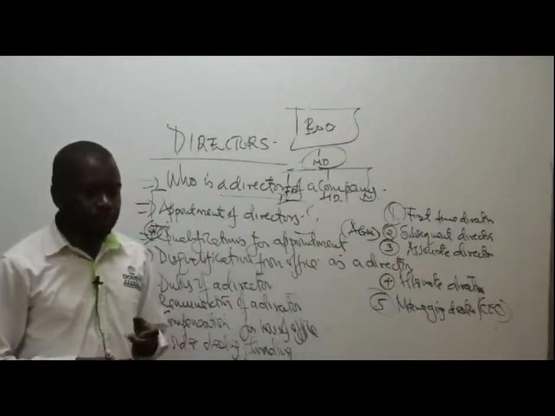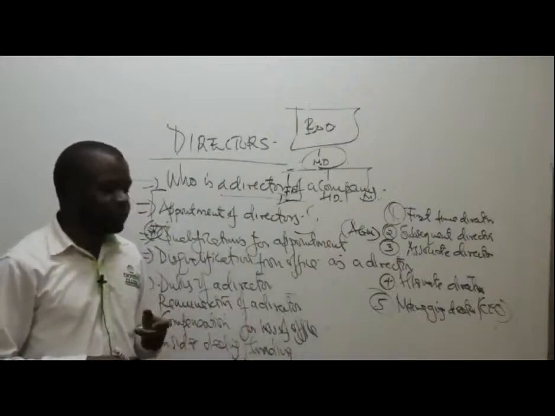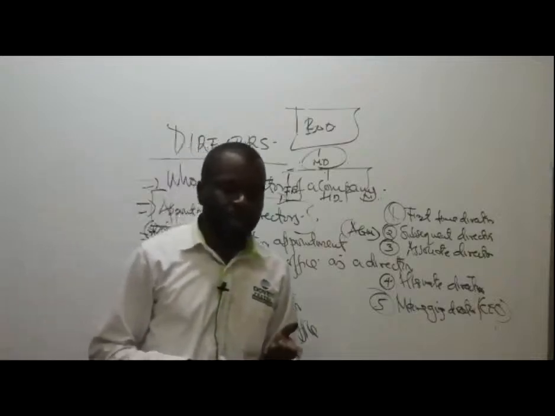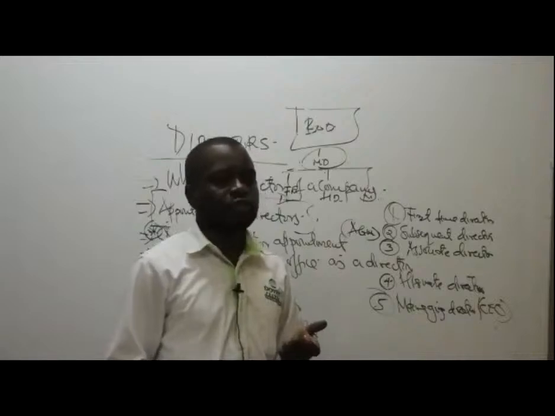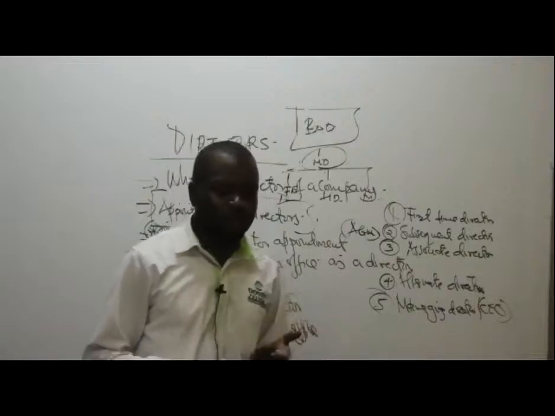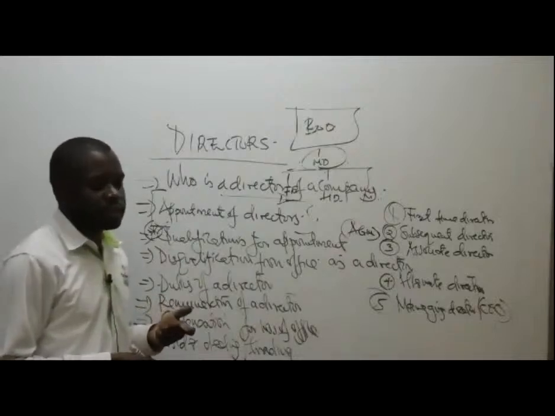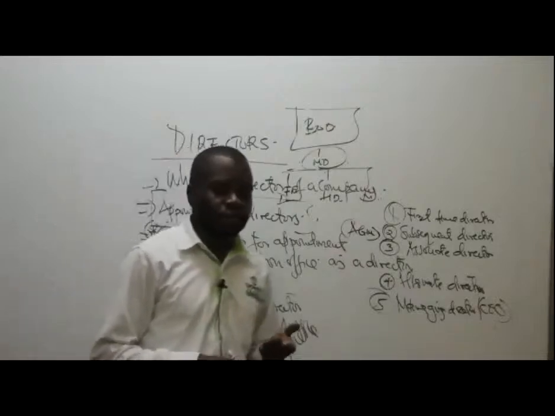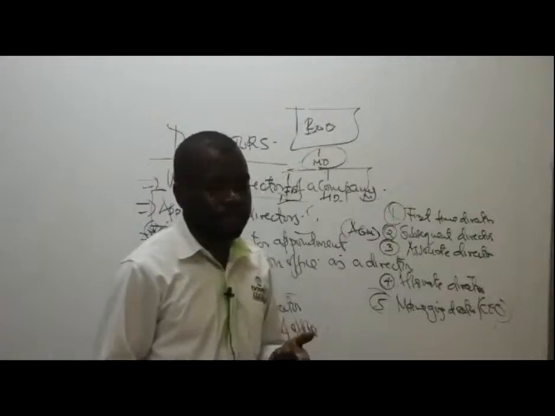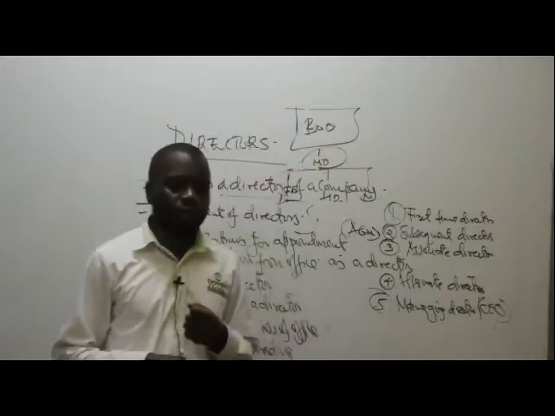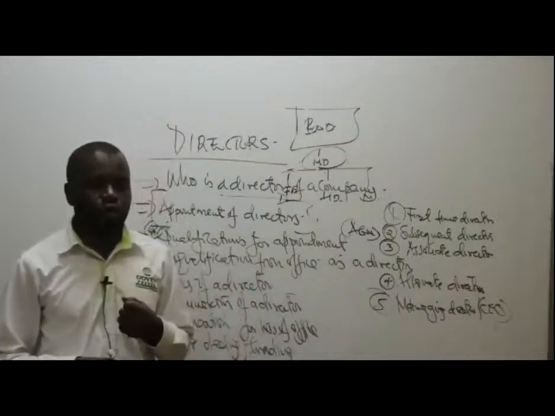Number 2, you must have taken up what we call qualification shares. Then number 3, you must not have been declared bankrupt. Bankrupt means you're not able to meet your obligations, and your creditors have gone to the courts. Your assets may have been taken up by a receiver who has seized them on behalf of your creditors. So you have to pay for all your liabilities.